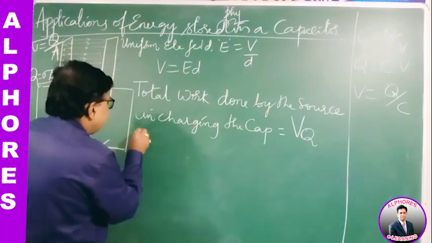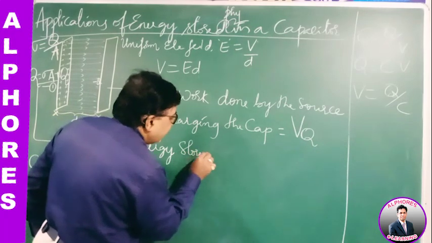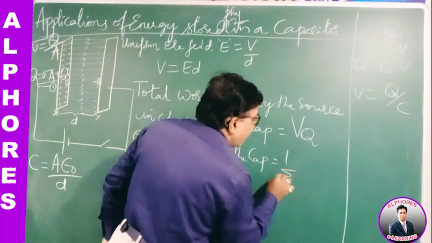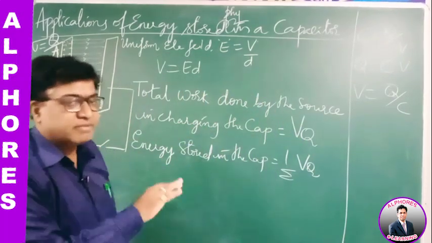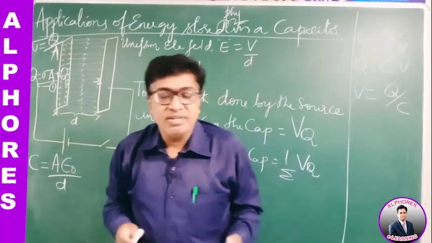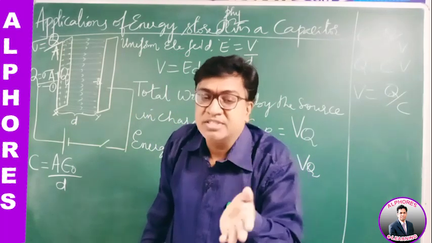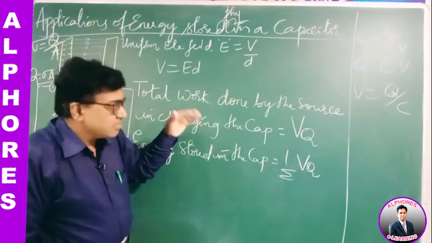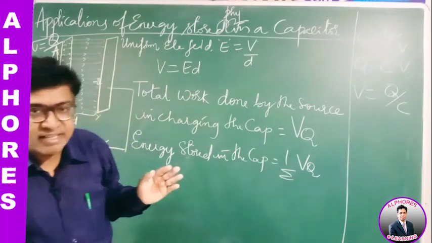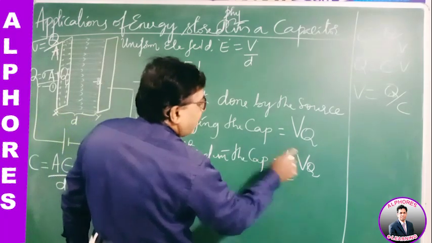So the energy stored in the capacitor is half VQ. Only half of the energy is stored. Now you get a doubt, sir, how about the other half? Energy can neither be created nor destroyed. What happened to the other half? In the process of charging, the other half is lost in the form of heat. The charging process needs some energy to be lost, so that is lost as heat. Therefore the energy stored is only half VQ.